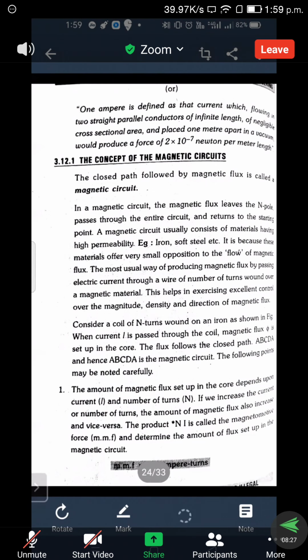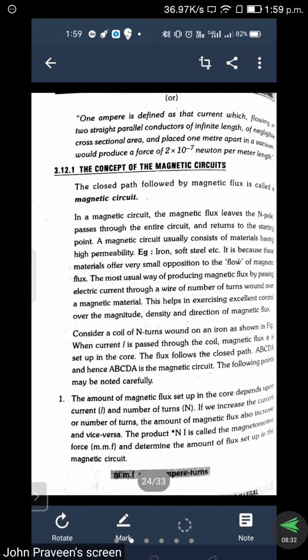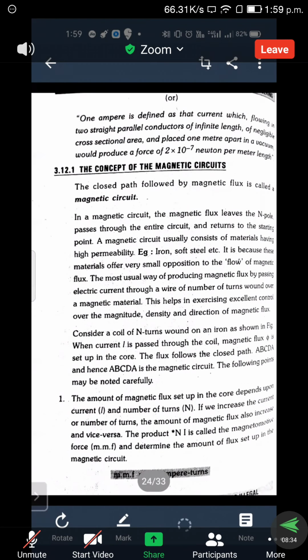Sometimes there is a possibility of a 1 mark question being asked: define ampere. To define ampere, we take infinite length and negligible cross-section area, placed in a vacuum with a length of 1 meter. Here only the cross-section area is neglected, the rest of all things are considered, which produces a force of 2 into 10 to the power of -7 newtons per meter. That is called 1 ampere.